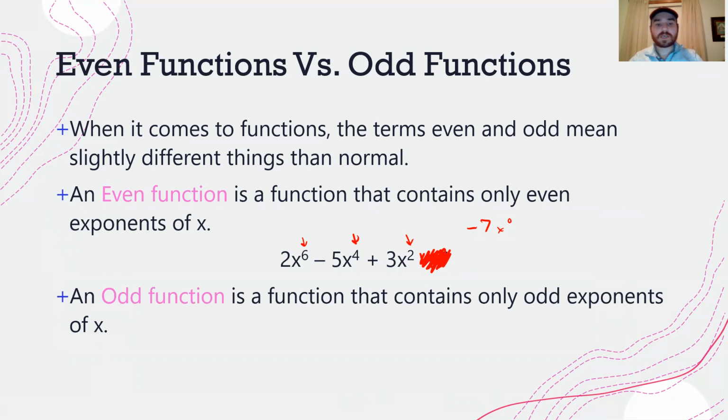An odd function is a function that contains only odd exponents of x. In this case, you can have x to the 1. So for instance, 2x to the 7th plus 3x to the 5th minus x cubed plus 17x. You can think of this as x to the 1. So 7 is odd, 5 is odd, 3 is odd, and 1 is odd. So this is an odd function.